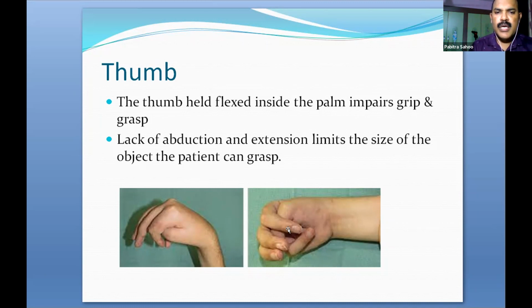Okay, so this is because of lack of abduction and extension that limits the size of the object, because he cannot open the hand properly. The thumb always comes in front while grasping an object. The thumb in palm also obstructs the function of the other fingers. And that is a major hindrance for personal hygiene. And that's the reason why the child rejects the hand for its use. So thumb management should be given utmost importance as far as the spastic hand is concerned.